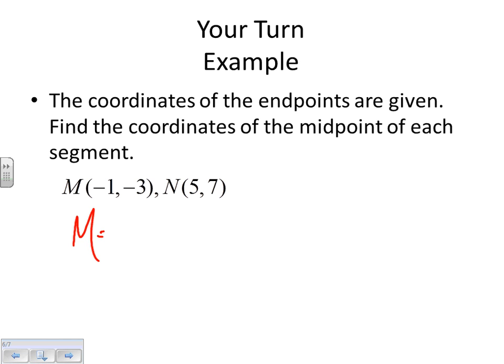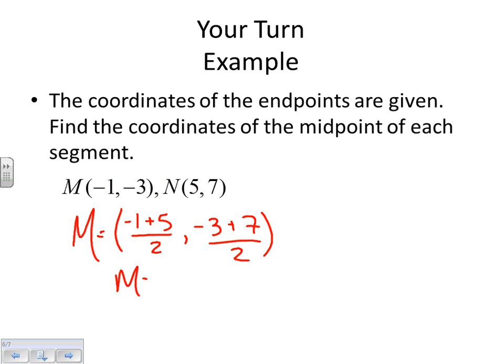All right, so we have M equals -1 plus 5 over 2, and your y's are -3 plus 7 over 2. So that's 4 over 2 and 4 over 2. And so our midpoint is at the point (2, 2).